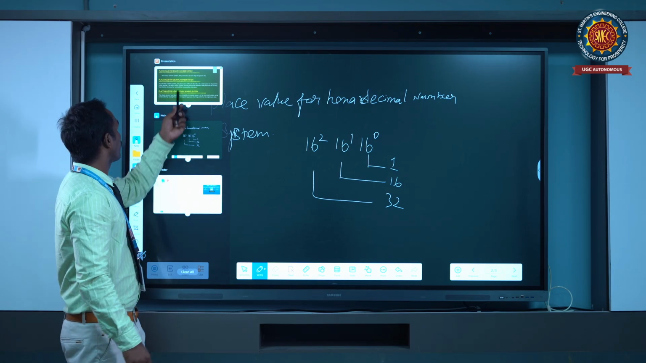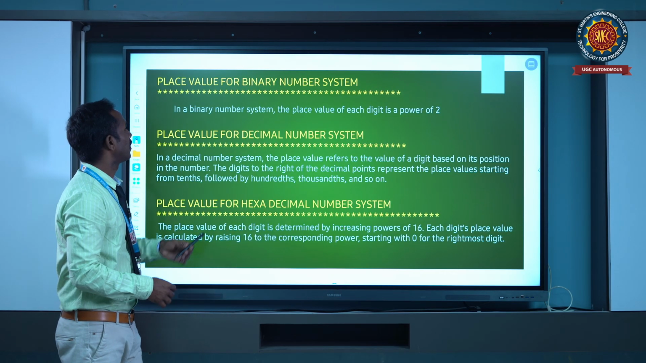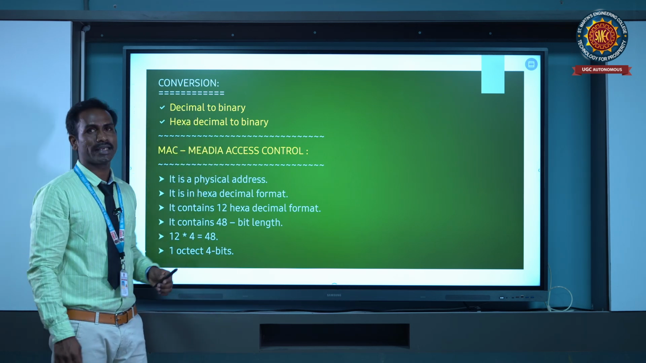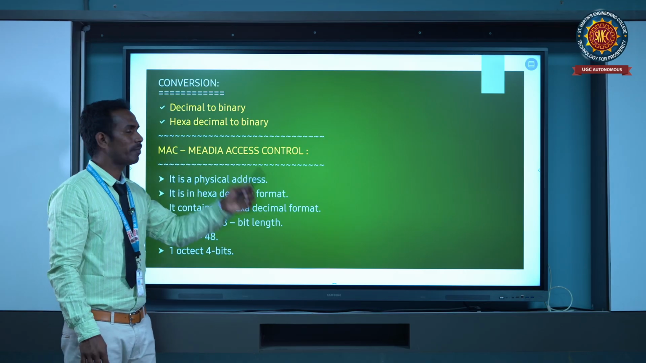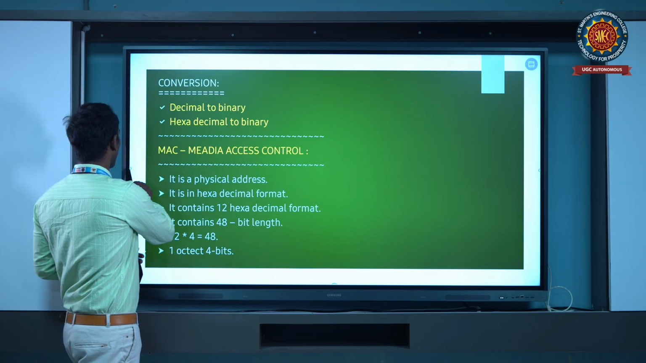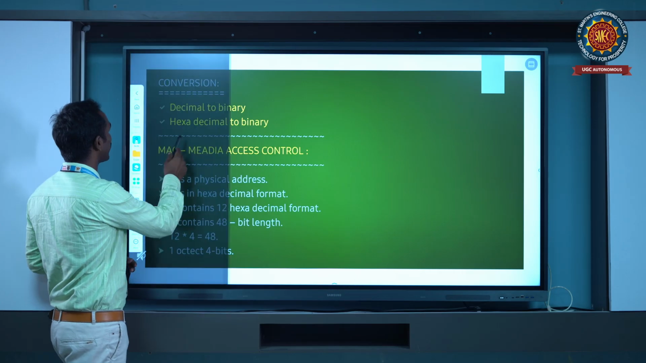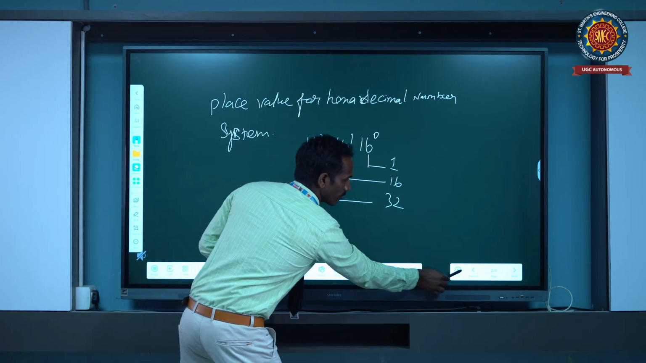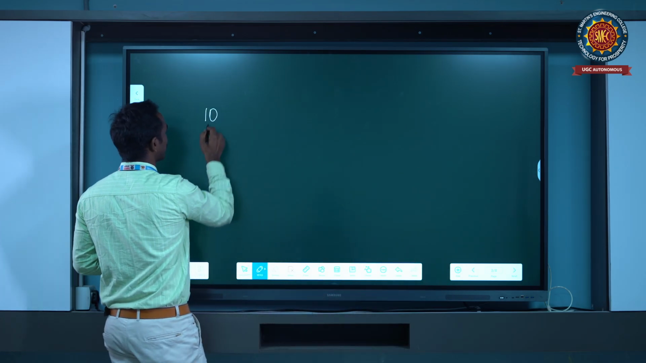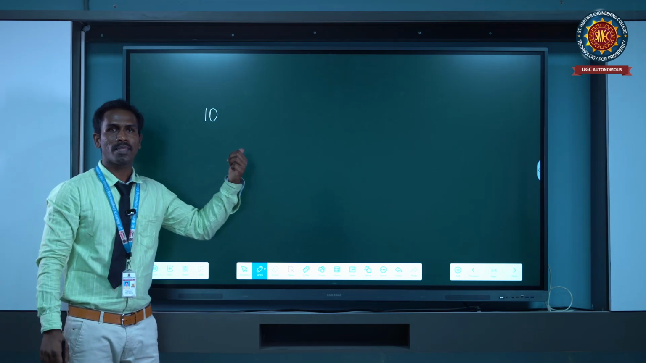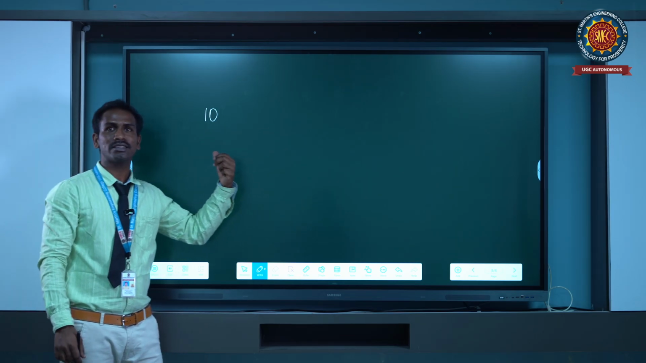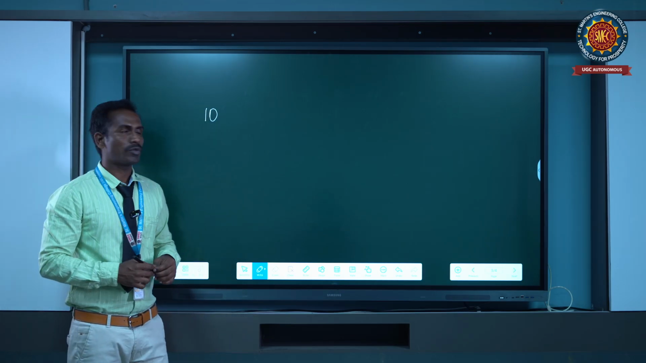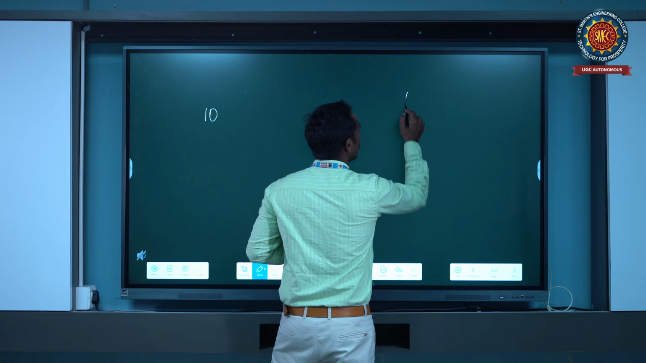And the next is conversion: decimal to binary, hexadecimal to binary. How to convert decimal to binary? The decimal value is 10. So how to convert the decimal value to the binary system? What is the binary base value? Binary base value is 2, with digits 0 and 1.